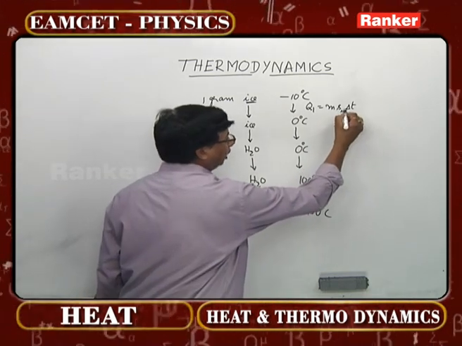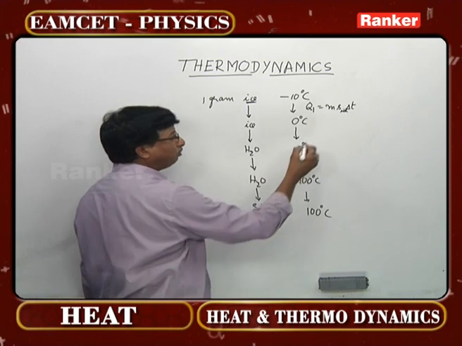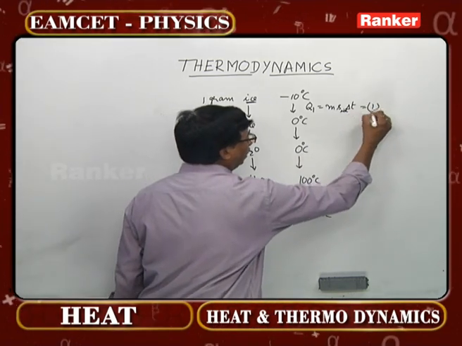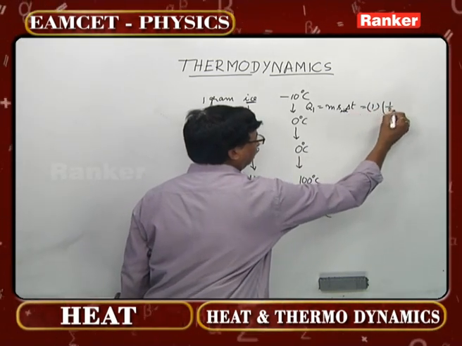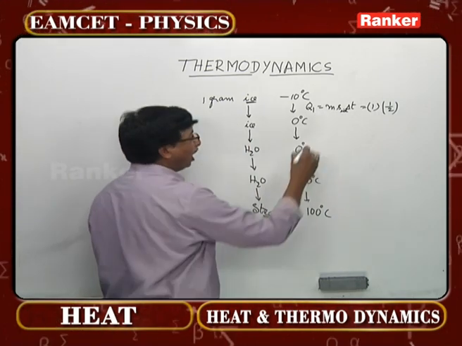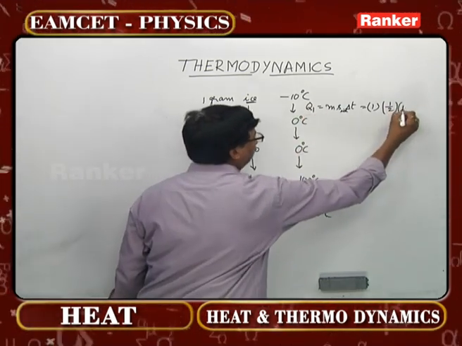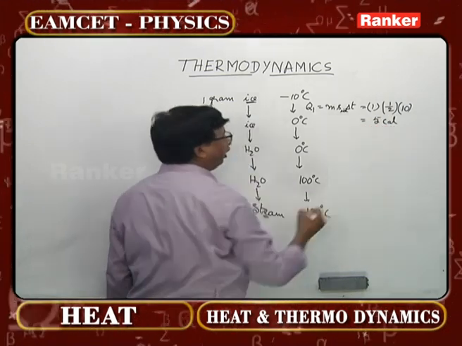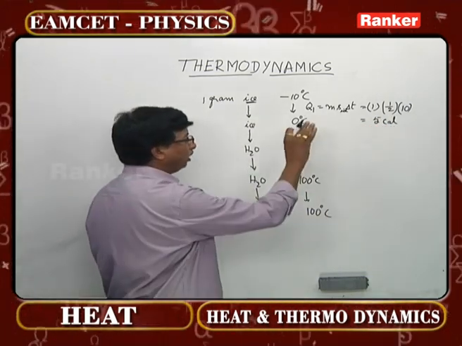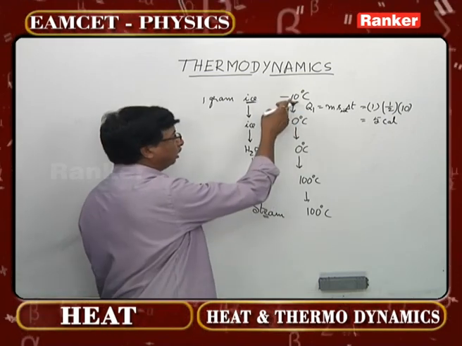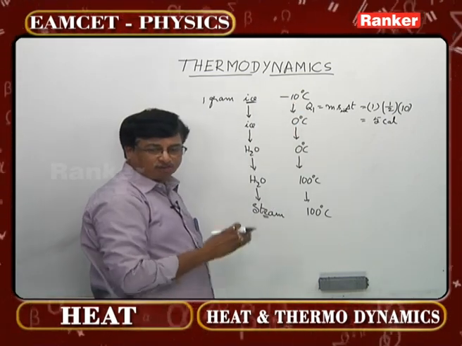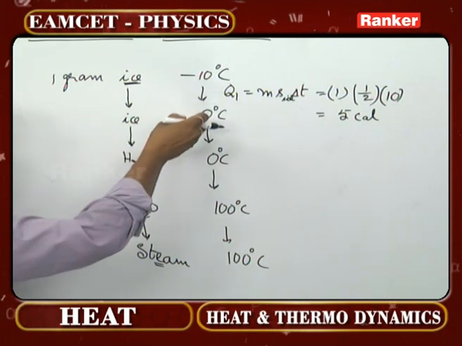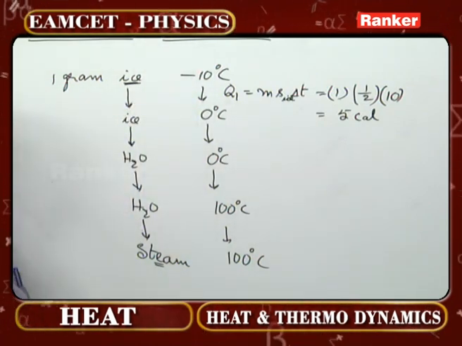S is of what? Ice, I should take. What is the mass given? 1. What is the value of S of ice, please? Half, 0.5. And what will be the temperature rise? It is 10. So how many calories are we getting here? 5 calories. That means if I supply 5 calories of heat, the minus 10 degrees centigrade ice will now come up to 0 degrees centigrade ice.